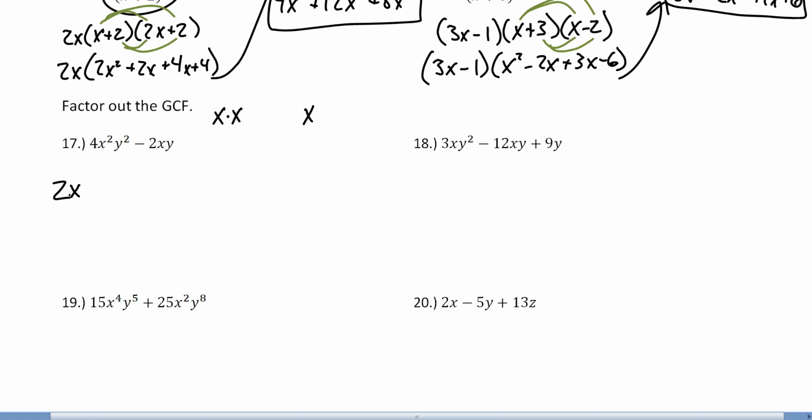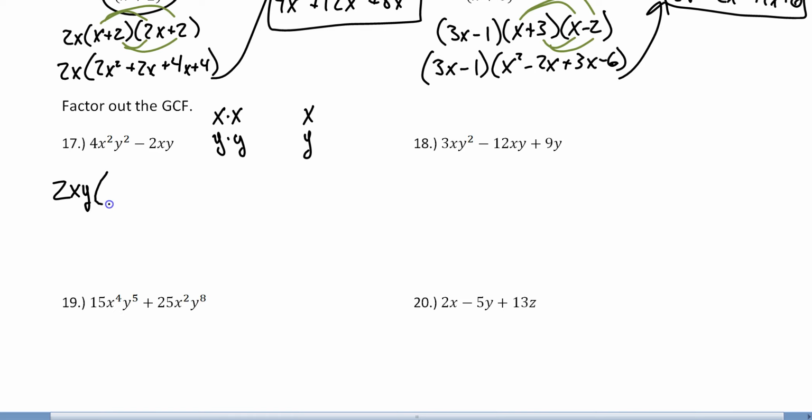Okay? And then do the same thing with the y's. Physically think about the y's here. I've got a y squared, which is y times y, and then a y to the first, which is just a y. Let me think about what I can take away. I have to take the same number away from each. The most I could take away is a y. All right? And so that's how I identify my greatest common factor.